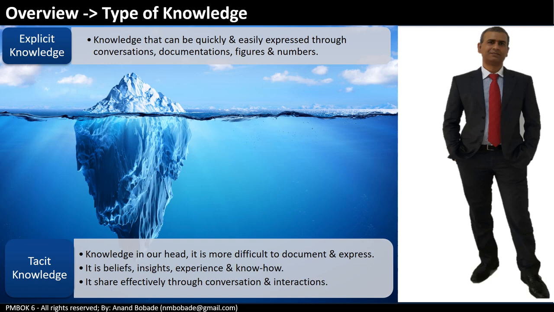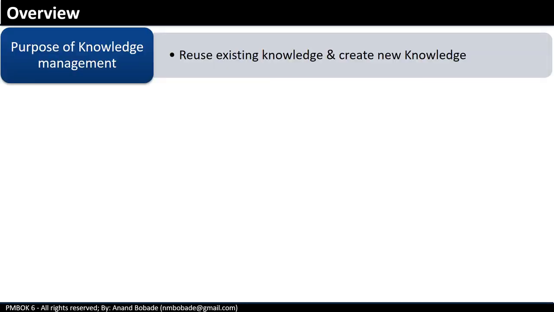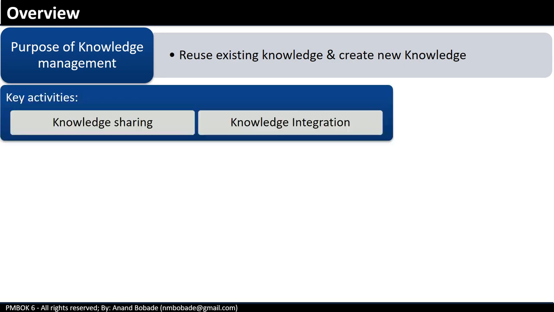Tacit knowledge cannot be transferred easily. It can be shared only through collaboration and conversation, as well as through interaction. The purpose of knowledge management is to reuse existing knowledge and create new knowledge throughout the project. The key activities involved are knowledge sharing and knowledge integration.